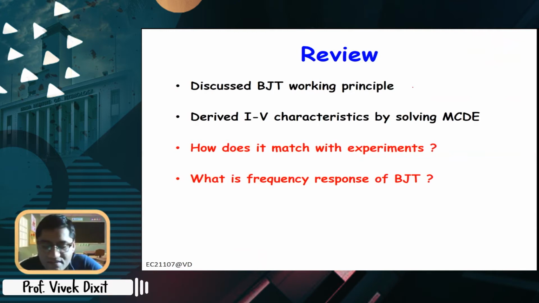Okay, so we have discussed this BJT working principle. We also derived the IV characteristic equation by solving minority carrier diffusion equation. Then now let us see. We will discuss two things here. What are the characteristics of a real BJT? What are the deviations when you consider a realistic structure? And how does it respond with time or frequency response?